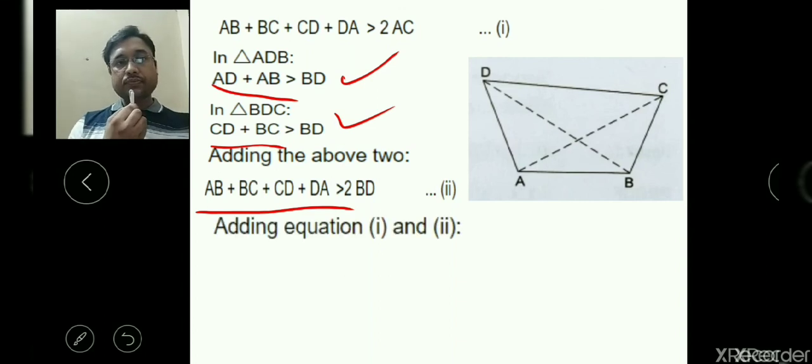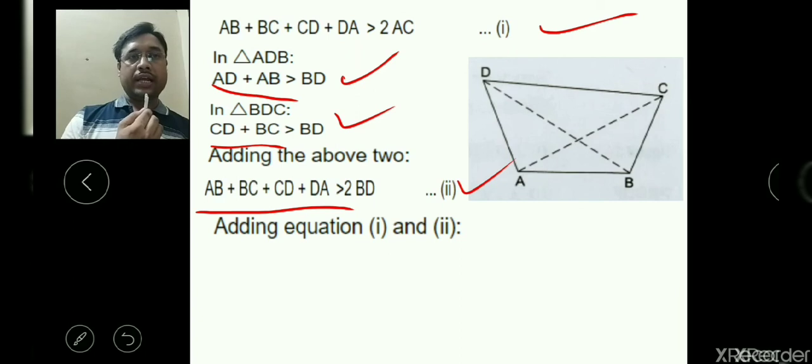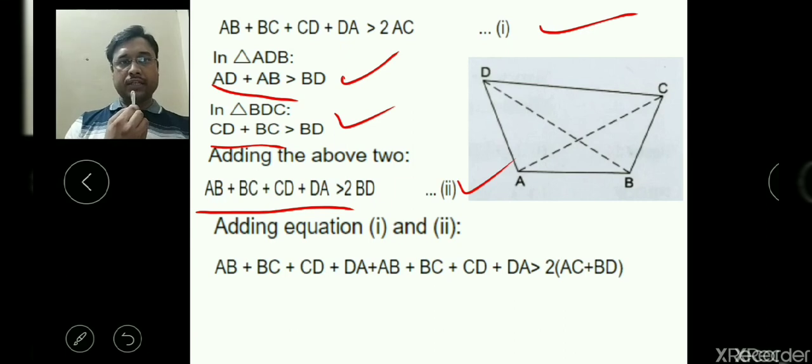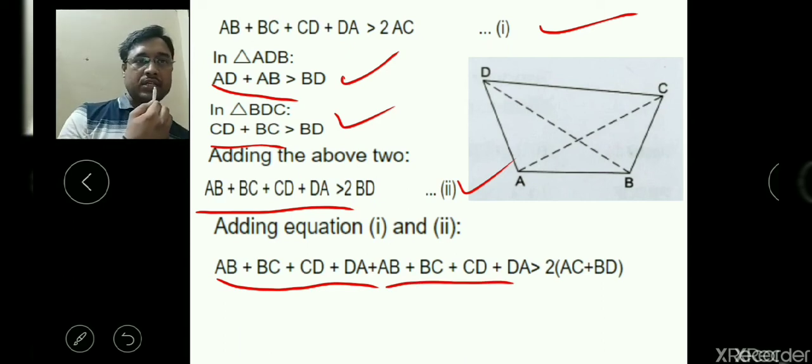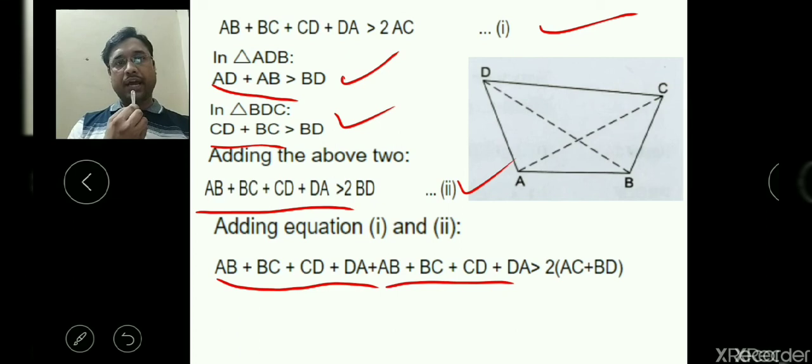Then adding inequalities 1 and 2, this is inequality 1 and this is inequality 2. The left side part is the same. So AB and AB repeating, BC and BC also 2 times, CD and DA, all the sides come 2 times when you add them. So I have added here AB, BC, CD and DA, and again from the second inequality AB, BC, CD and DA. And on the right side it is 2AC and 2BD.